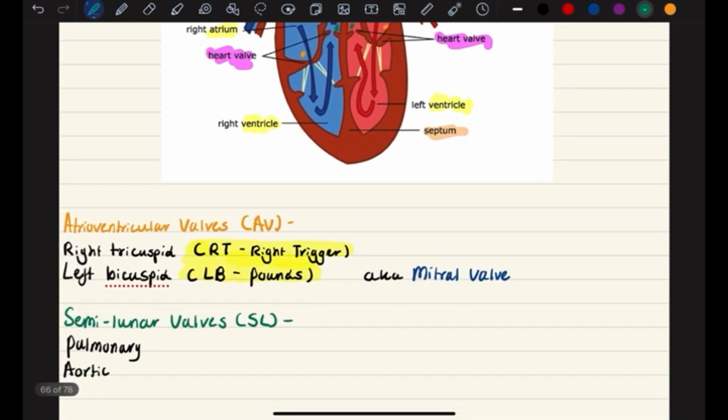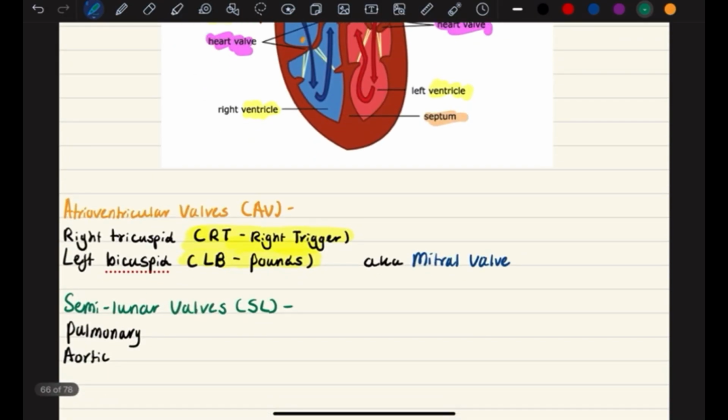And then in terms of your atrioventricular valves, I use a little way of remembering it, yeah? So right tricuspid, right trigger. Say you're on the PlayStation, you're on Xbox, your right trigger, right tricuspid valve. And the left bicuspid, I'm going to say pounds. The symbol for pounds, LBS. So just LB, left bicuspid. Just know, street name for the left bicuspid valve is going to be the mitral valve. So it can go by both. So just be aware of that.